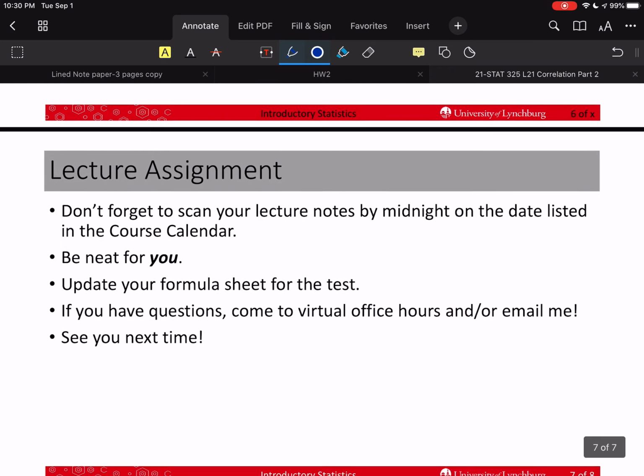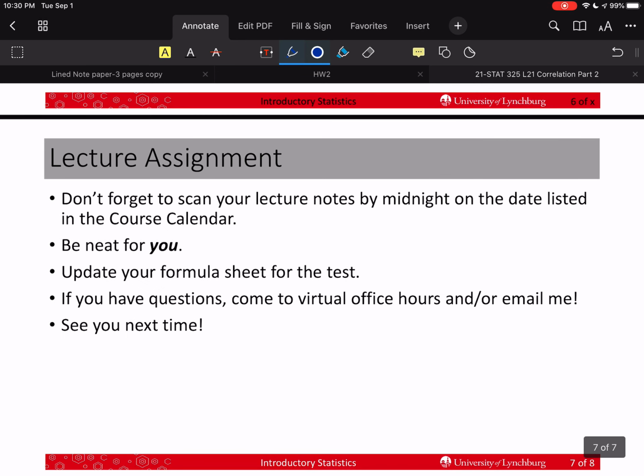Okay, so that's finished those two sections. So that's it for this video. I hope that helps you understand about the strength of the straight line and what r squared and r do not measure.